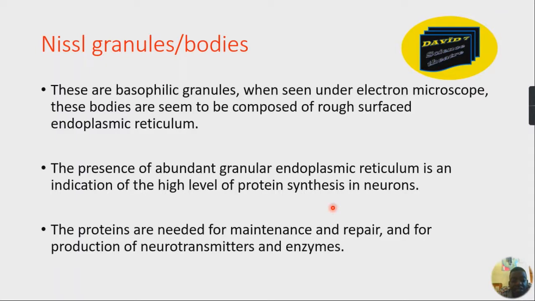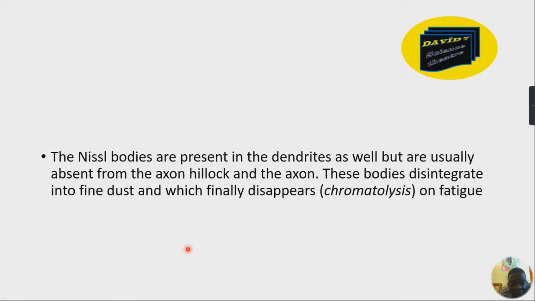Enzymes are required to synthesize the protein channels, the sodium channels, and the enzymes which synthesize the neurotransmitters, and a lot more. These nuclear bodies are present in the dendrites as well, but are usually absent from the axon hillock and the axon. These nuclear bodies disintegrate into fine dust, which finally disappears on fatigue. This is a process we call chromatolysis. That is how the nuclear granules disappear.